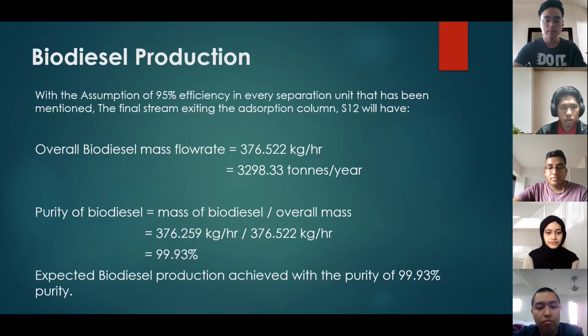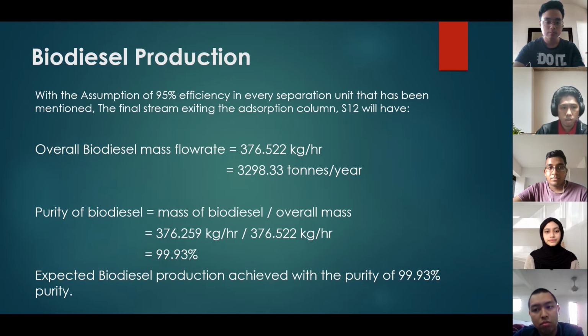So lastly, from our biodiesel production, with the assumption of 95% efficiency in each separation unit that has been mentioned, the final stream exiting the adsorption column, which is S12, will have an overall biodiesel mass flow rate of 376.522 kilograms per hour. This is equivalent to 3,298.33 tons per year. The purity of biodiesel can be calculated as the mass of biodiesel over the overall mass. So the purity of biodiesel is calculated as 99.93%.